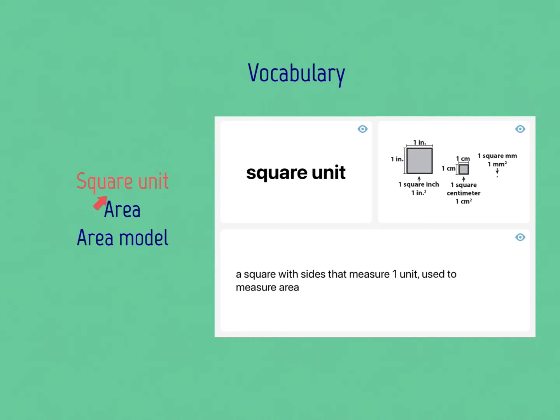Our first word is square unit, and a square unit is a square with sides that measure 1 unit used to measure area. Our first example shows 1 inch by 1 inch. So that is 1 square inch, and you write that as this right here. And then 1 centimeter by 1 centimeter is 1 square centimeter. So your unit is squared, and that is used to measure area.